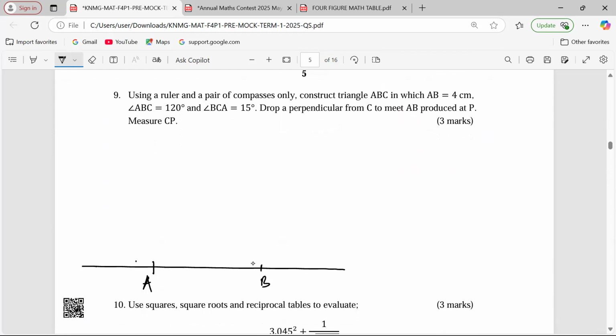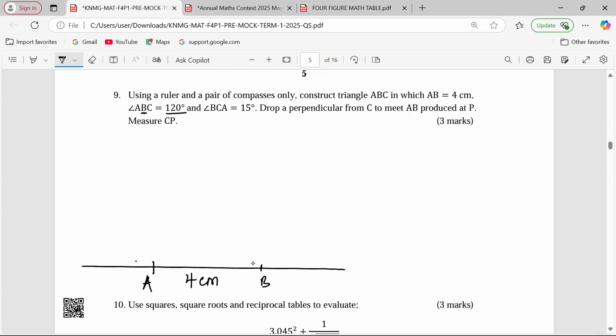A, B, 4 centimeters, already measured. Then now we are supposed to measure some two angles here. The angle at B should be 120. So to measure 120 means you just extract 60 degrees.